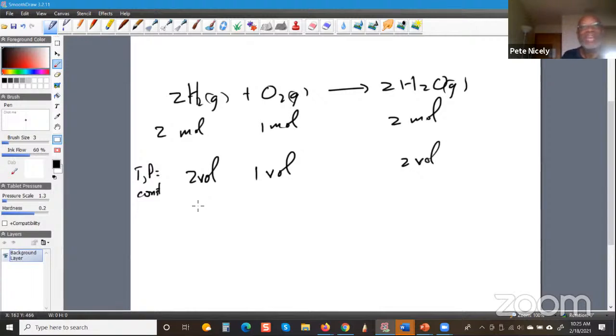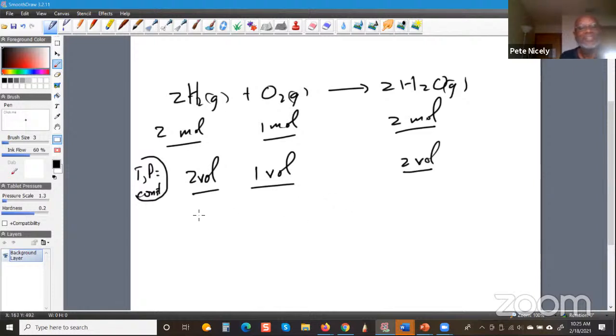The volume units could be any unit of volume: centimeters cubed, liters, gallons, quarts, it doesn't matter. What you'll find is that the volume ratios will be the same as the mole ratios if the temperature and the pressure are constant, or the same, for all the gases. So that's basically what this law is saying.